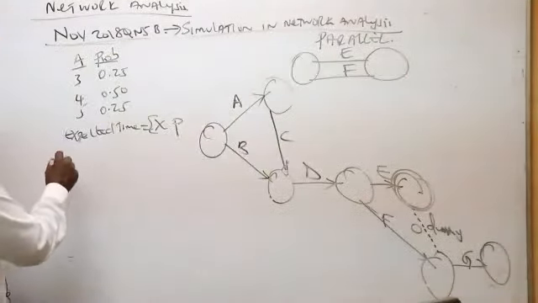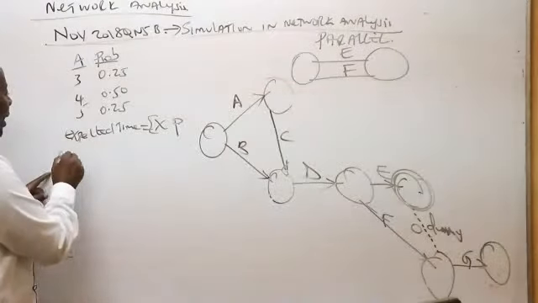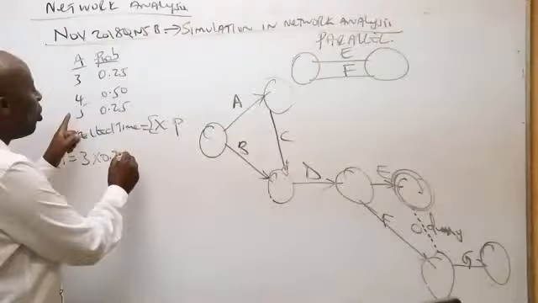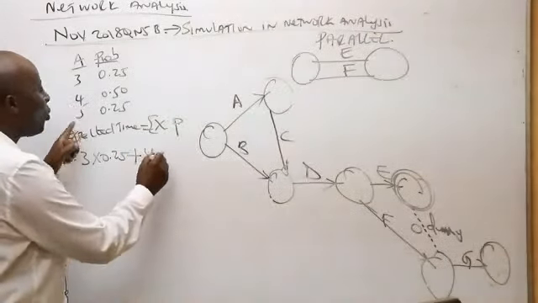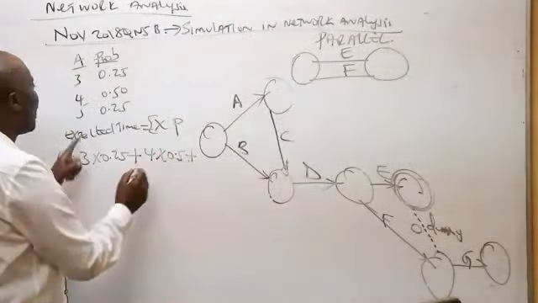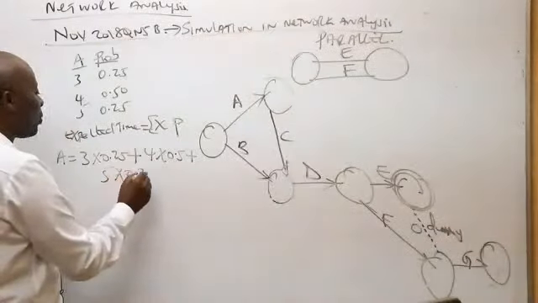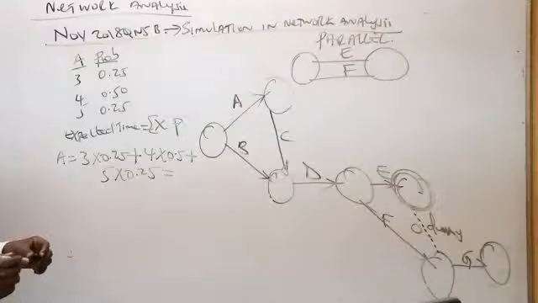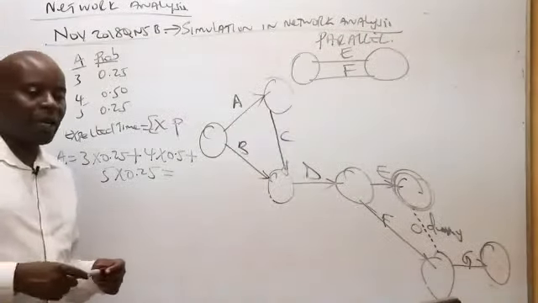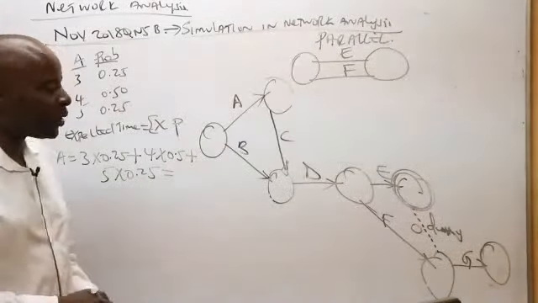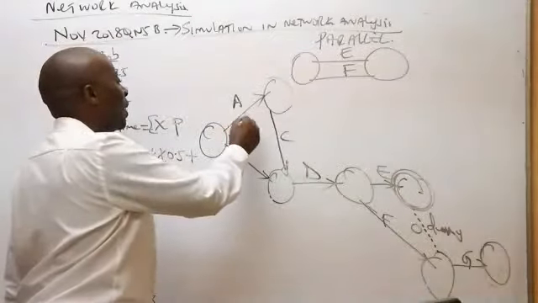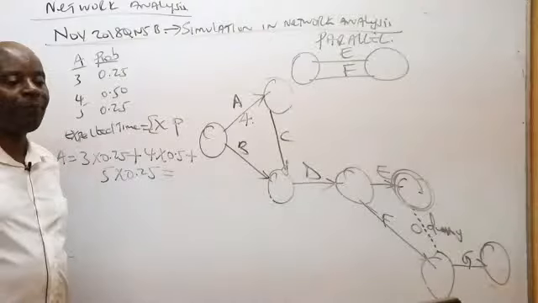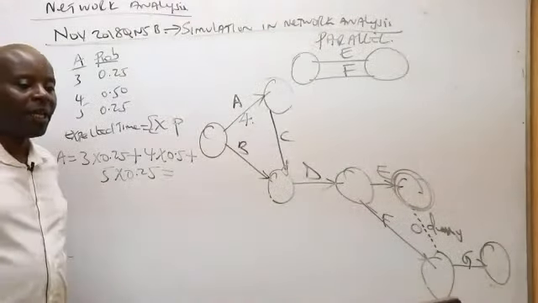So then what do we have, ladies and gentlemen? For A, I have 3 times 0.25, plus 4 times 0.5, plus 5 times 0.25. Could you kindly give me the expected figure for A? James tells me that A will take us exactly 4 weeks. Expected time for A is 4.